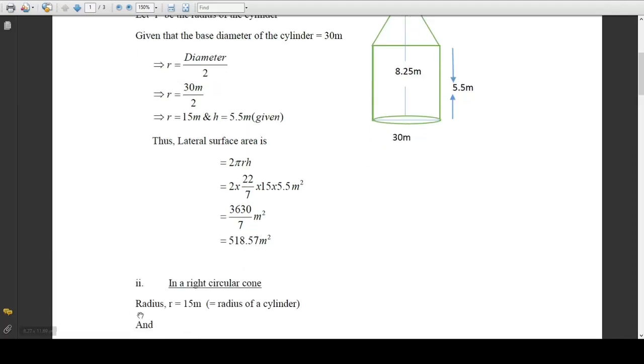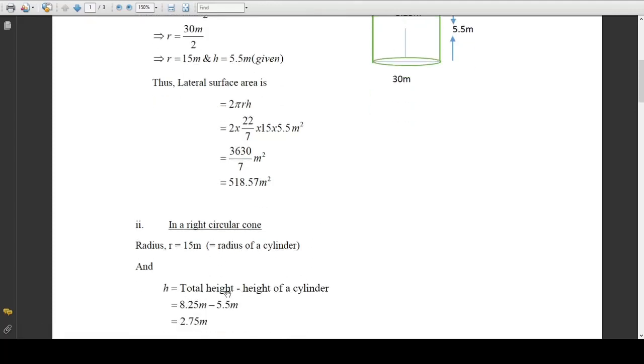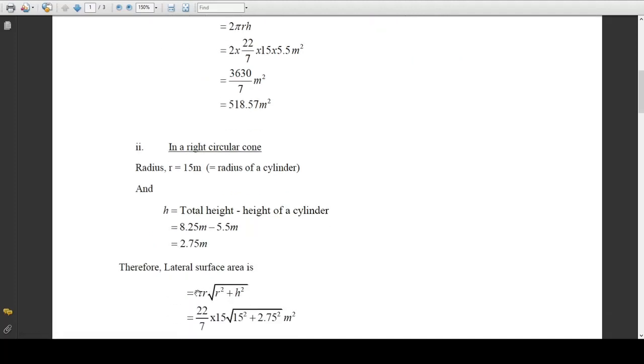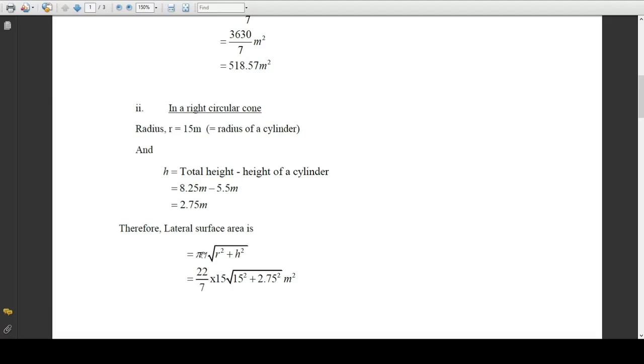Now second, we will find the lateral surface area of the conical portion. In a right circular cone, the radius is the same as the radius of the cylinder, which is 15 meters, and the height is the total height minus the height of the cylinder, which is 8.25 minus 5.5, which gives us 2.75. Therefore, the lateral surface area of the cone will be given by the formula pi r L. L is not given. Instead of L, we will substitute root over r square plus h square. Since we know h and r, we'll just substitute the values. Pi is 22 by 7, r is 15, square root of 15 square plus h square, h is 2.75.